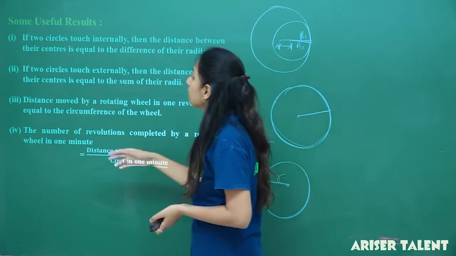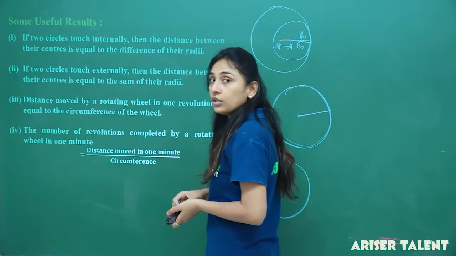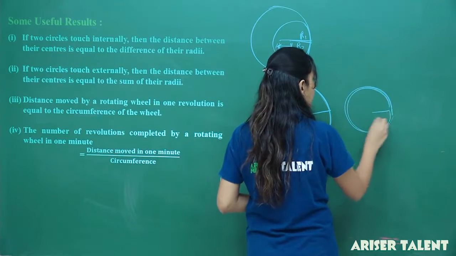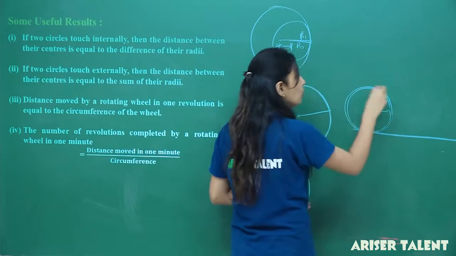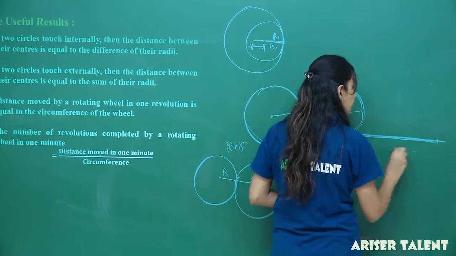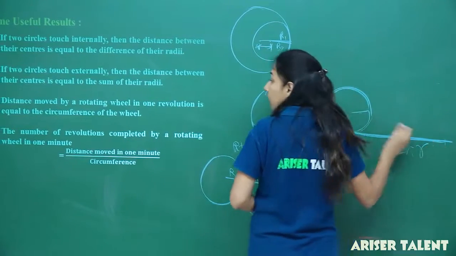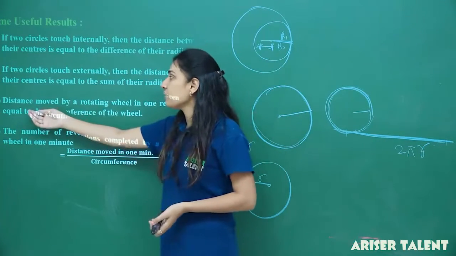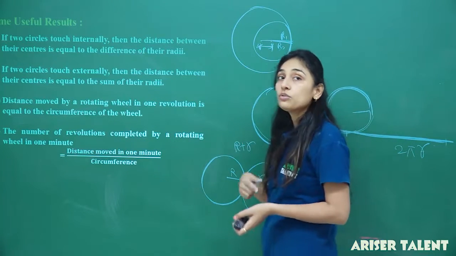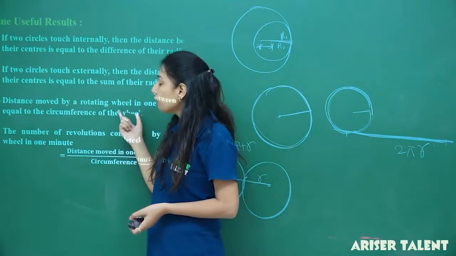Now, distance moved by a rotating wheel. If a wheel moves one circumference, then that will be 2 pi r. Okay students, so we have just specified this thing here. Distance moved by a rotating wheel in one revolution is equal to the circumference of the circle of the wheel.